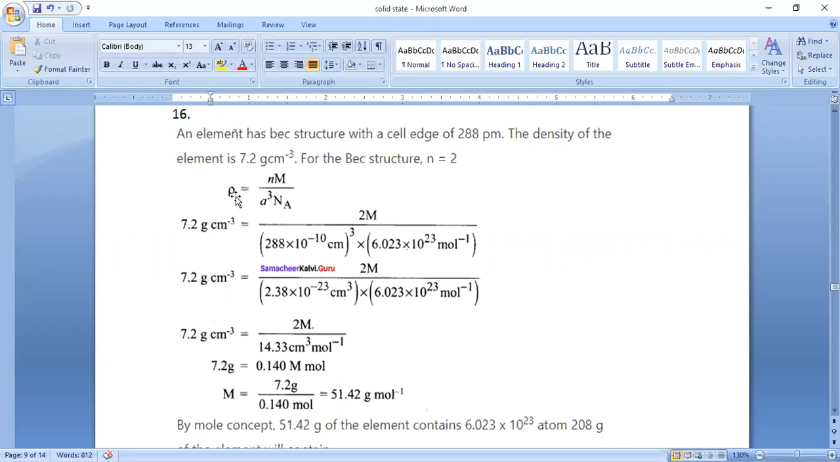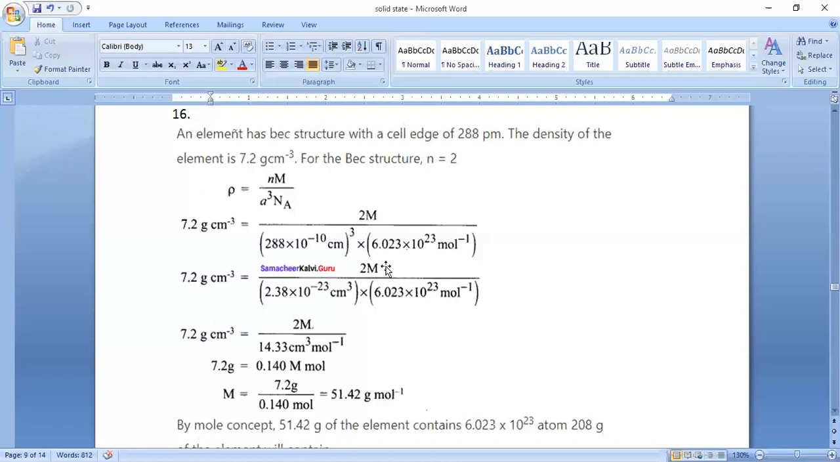Density is given in the question, so 7.2 gram per cm cube equals N, which for the BCC structure is 2, so 2M divided by the edge length, which is given here as 288 pm. That we change into centimeter, so 288 into 10 power minus 10 centimeter, the whole cube, into Na, the Avogadro number, that is 6.023 into 10 power 23 per mole.